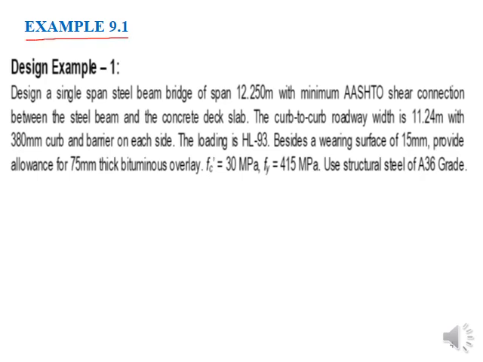So this is example 9.1. The statement of the example 9.1 is given over here, that you have to design a single span steel beam bridge. Okay, so this is steel girder bridge or steel beam bridge. So generally we can replace this word with girder also. If anywhere you will see this word, it will be the same. Steel girder bridge or steel beam bridge of span 12.250 meters with minimum edge to shear connections between the steel beam and the concrete deck slab.